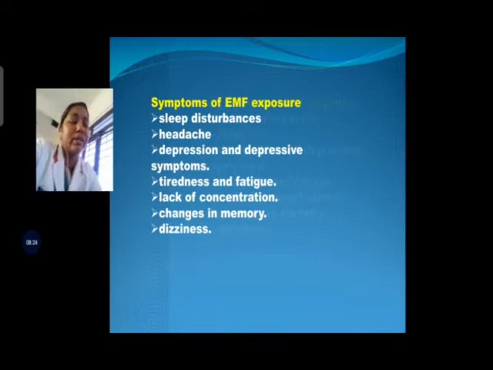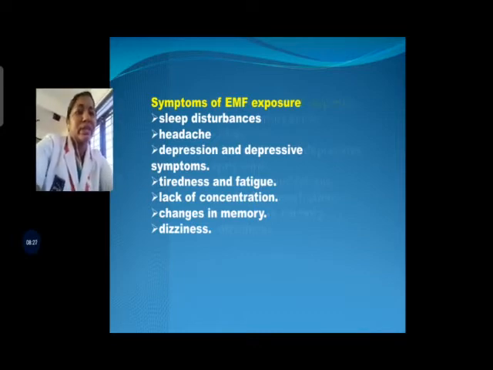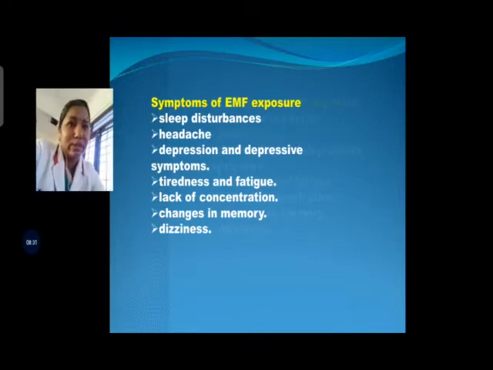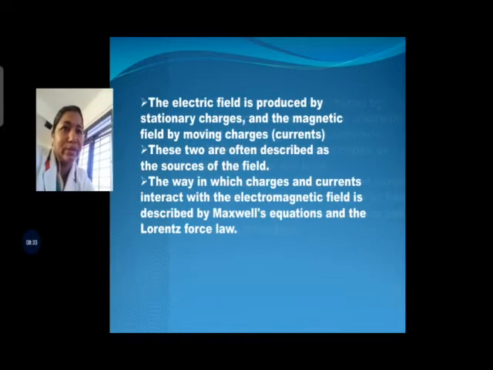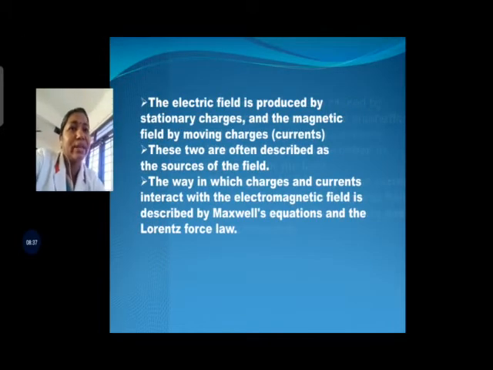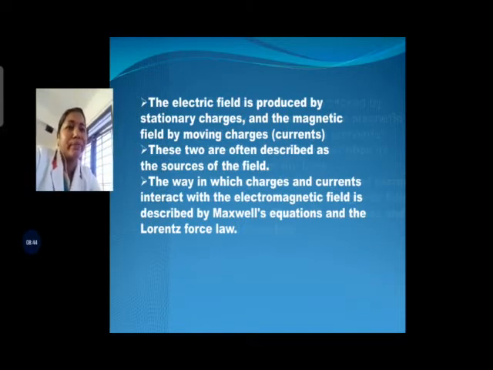So we can't see the electromagnetic field, but we can feel the electromagnetic field. By this type of symptoms we will get it. So the electric field is produced by stationary charges and the magnetic field is produced by moving charges. So we will get the source of field.